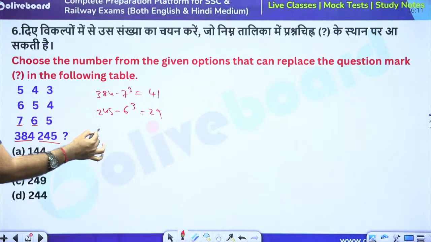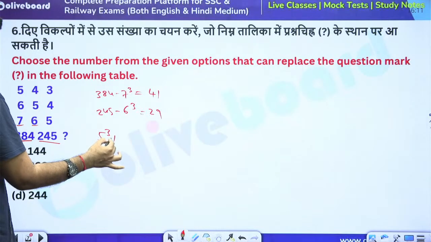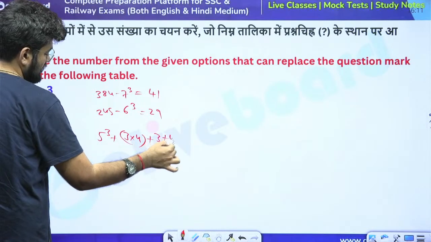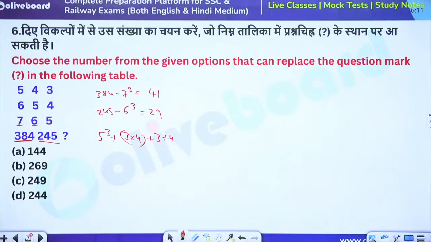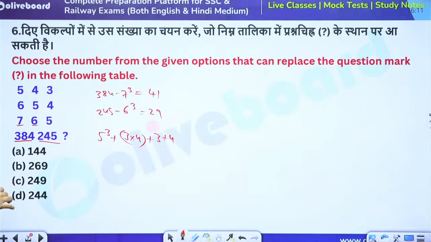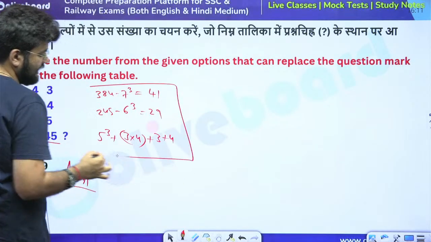So here what we can do is 5 cube plus 3 into 4 plus 3 plus 4. So 125 plus 12 plus 7, 19. 125 plus 19 is 144. So option A becomes my correct answer. Actually, this was not the logic. Actually, what exactly is happening?